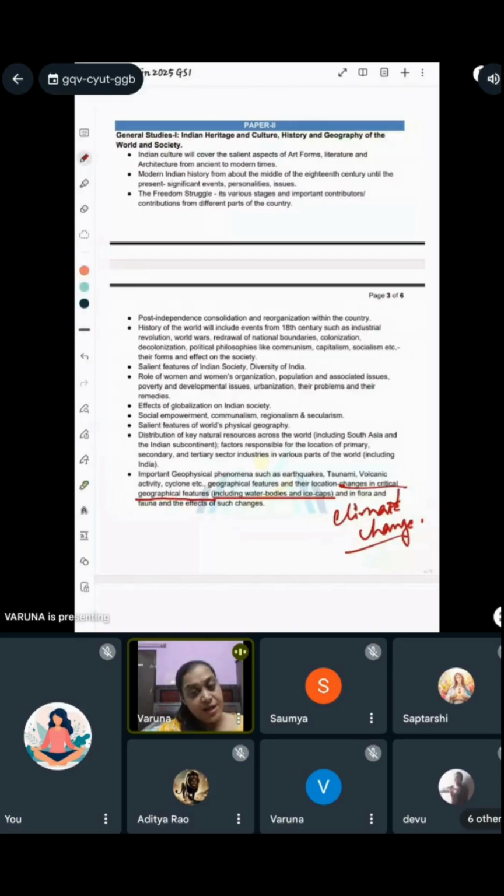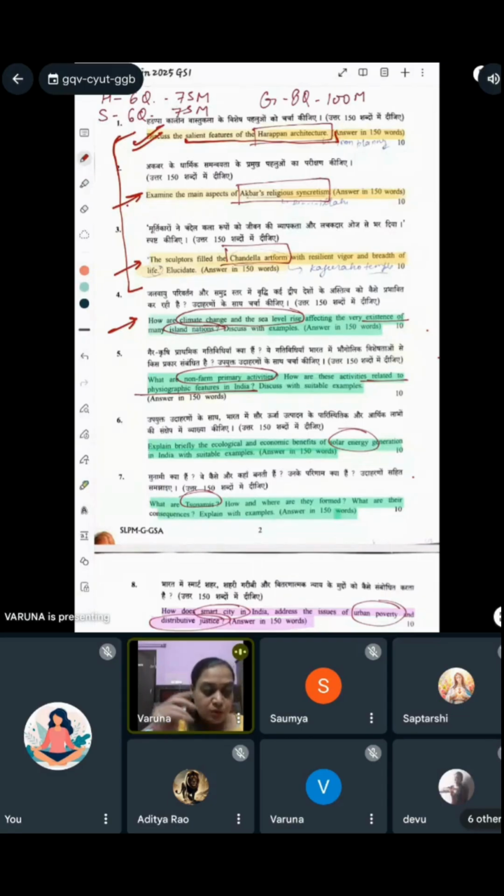And sea level rise is one of the impacts of climate change, and how the sea level rise is impacting us is what has been asked in the question. Okay, so there are plenty of examples. If you are reading the newspaper correctly, then you must be knowing the examples.